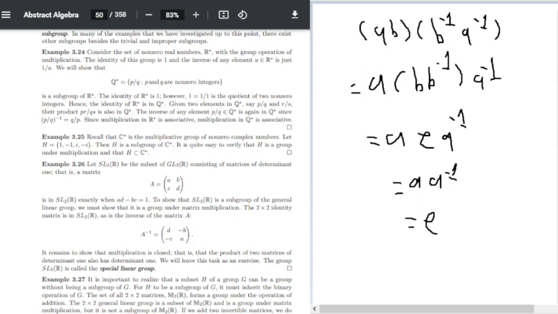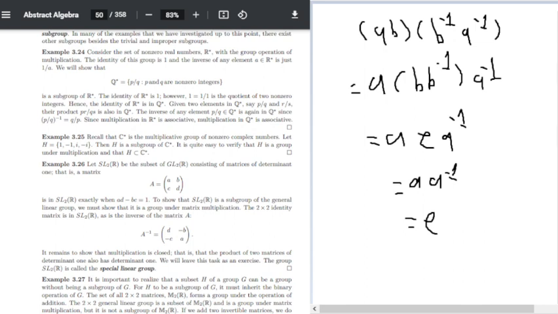The identity of R star is 1. However, 1 is equal to 1 over 1, which is the quotient of two non-zero integers. Hence, the identity of R star is in Q star. Now, given two elements in Q star, say p over q and r over s, their product, pr over qs, is also in Q star. The inverse of any element p over q in Q star is again in Q star, since p over q to the negative 1 is simply equal to q over p. Since multiplication in R star is already associative, multiplication in Q star is associative.